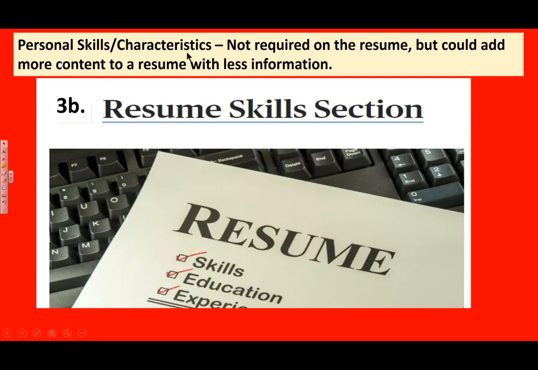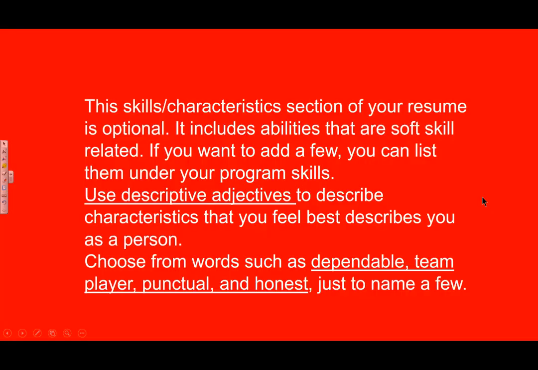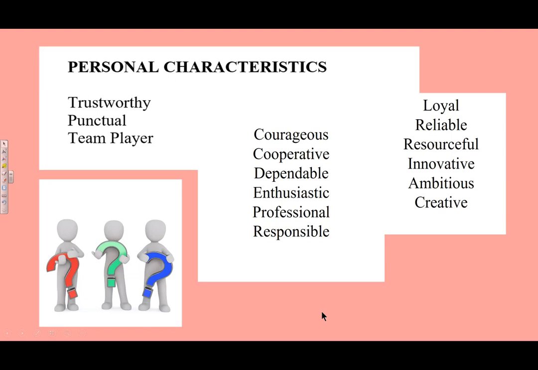The next area is skills as well, but these are personal characteristics. The skills characteristics section of your resume is optional. It includes abilities that are soft skill related. If you want to add a few, you can also add them under your program skills. Use descriptive adjectives. Some words that you can choose from are dependable, team player, punctual, and honest. Here are some personal characteristics that I've listed to get you started.